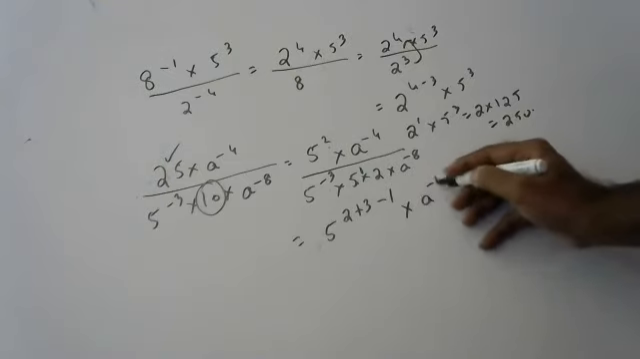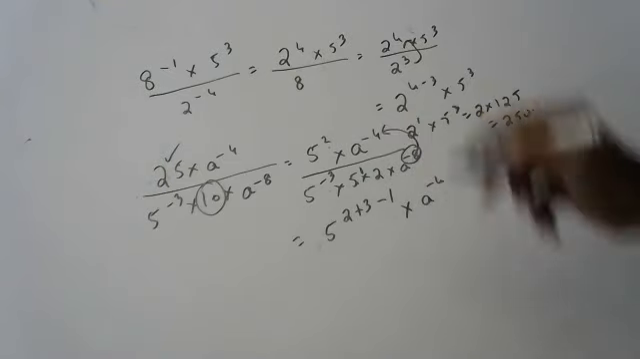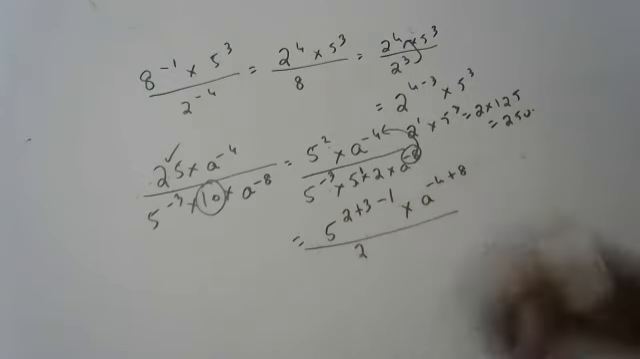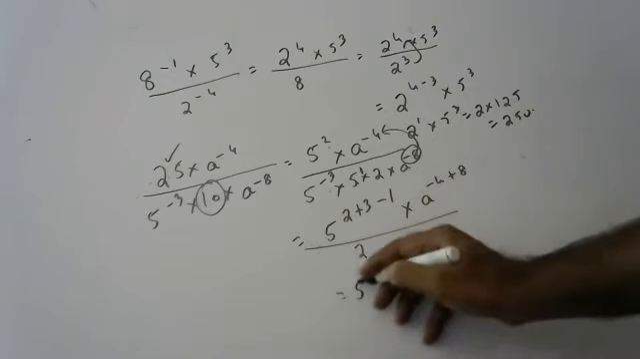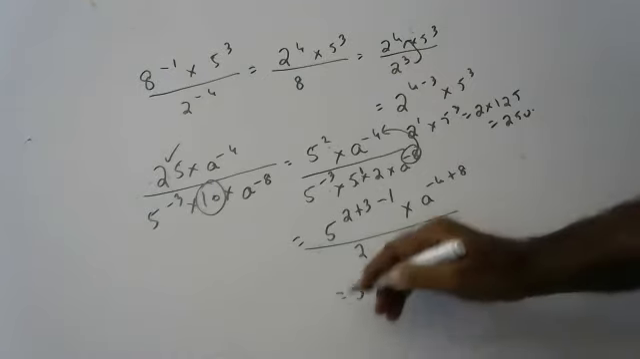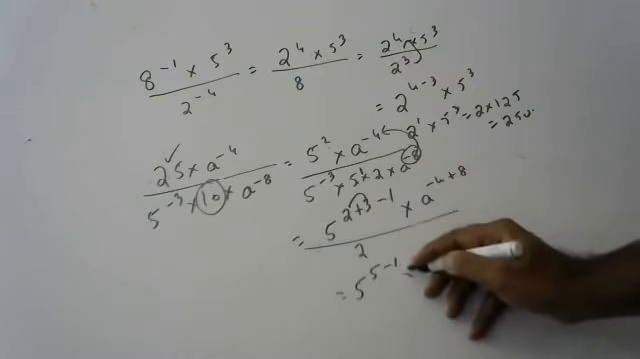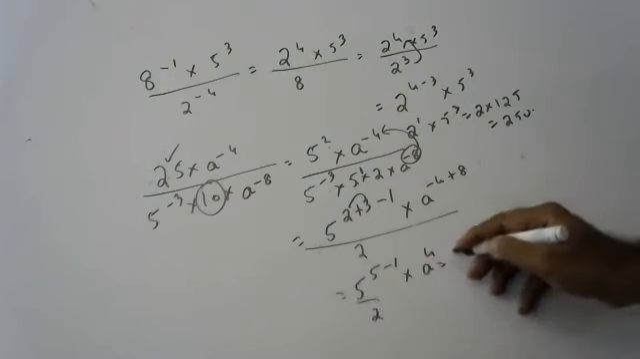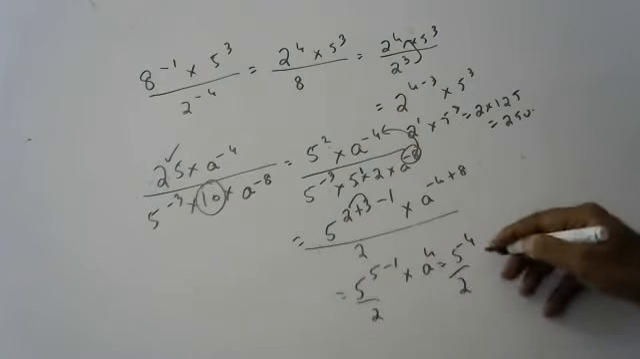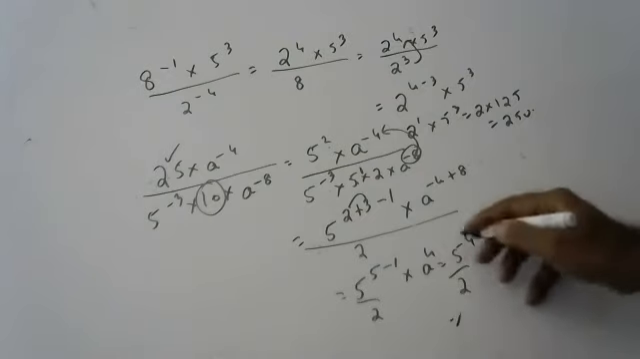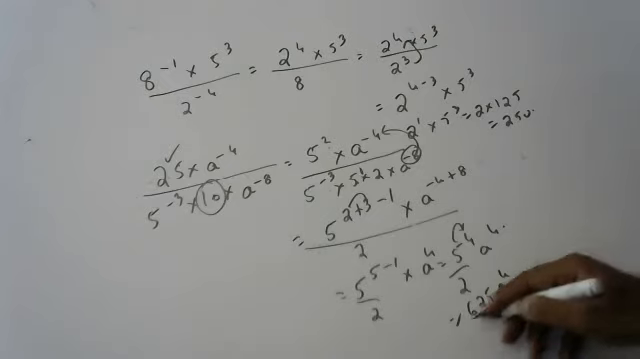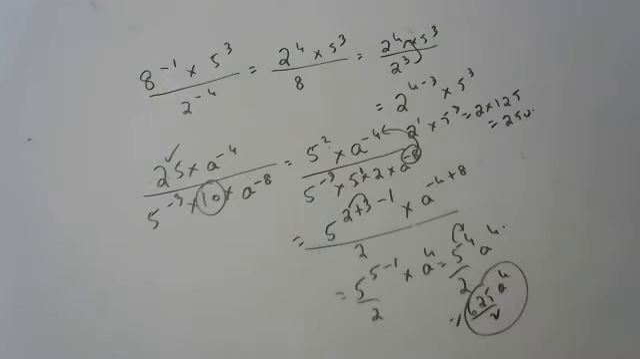A to the power of minus 4, minus 8 if it goes up, plus 8 by 2. Okay, children. So 5 to the power of 5 minus 1 into a to the power of 8 minus 4 is 4 by 2. This we can write as 5 to the power of 4 by 2 into a to the power of 4. 5 to the power of 4 is how much, children? 625. That's it. Easy method, children.